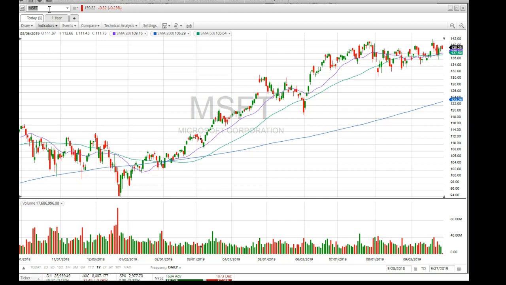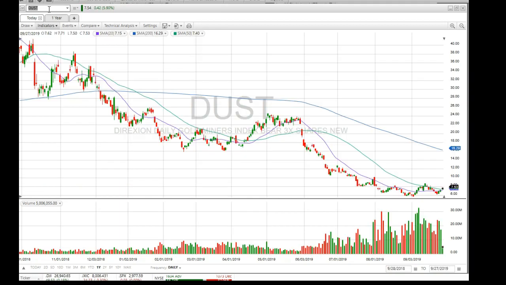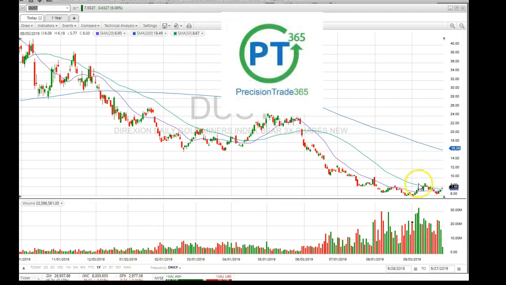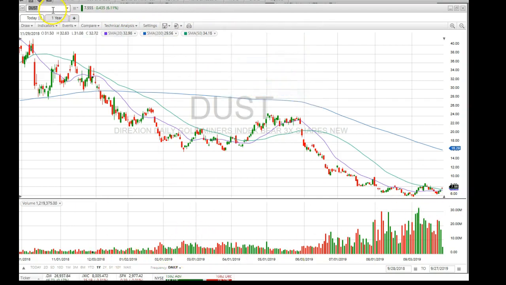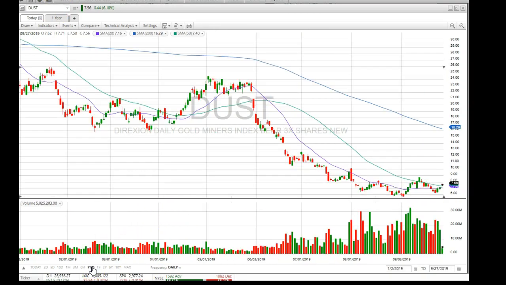So I want to show you, we have actually two of them. So DUST, this is the inverse of NUGT if you trade gold, and we're looking at the daily again, and I did not change any of this. It's just the daily time frame. I just changed the ticker right here. And we're looking at the 1 year, and let's look at YTD. So definitely there is nothing bullish about this, right?